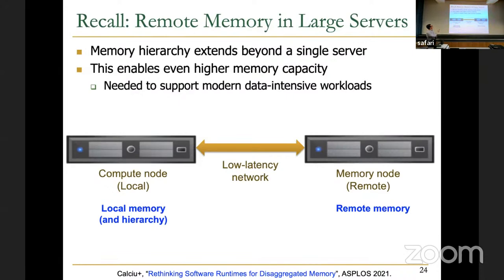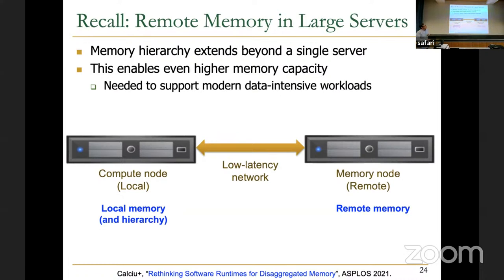But basically, increasingly, what happens in large data centers is you need to extend your memory, and a single node's memory is not good enough. So what you do is you disaggregate the memory. So you have some memory nodes so that you can actually have huge amounts of memory. But this memory node is far away from where the application is executing, for example. So you connect them with a low latency network. This is called disaggregated memory, basically.